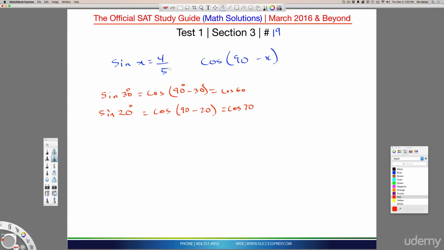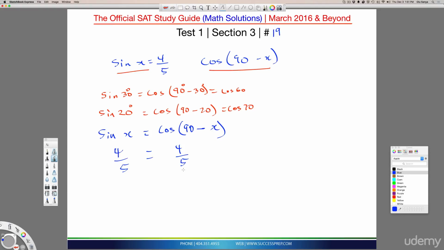So essentially that tells us a lot here, because what that is telling us is that this sine of x is actually equivalent to this cosine of 90 minus x, because if we follow the same trend, the sine of x should be the same as the cosine of 90 minus whatever this x is. As you could see, this x was 20 here, so cosine of 90 minus 20 is the same as sine of x. So if this is already 4/5, then this should be 4/5 as well.